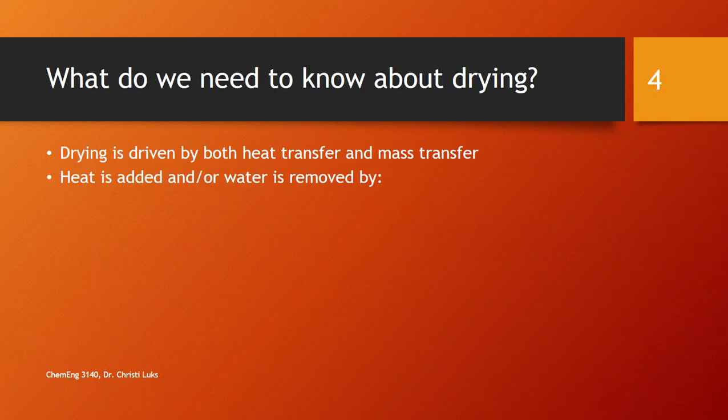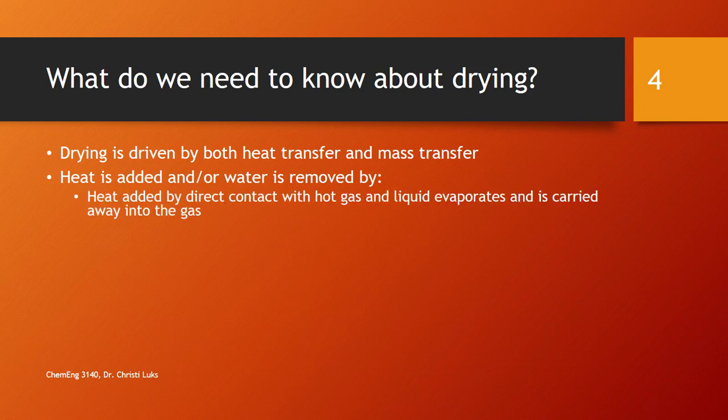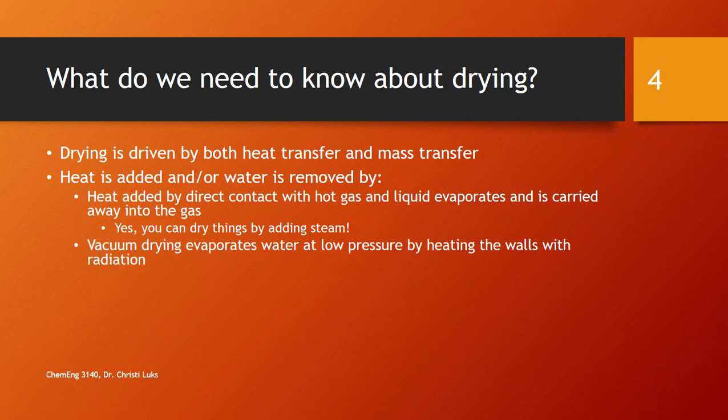Now, why does this matter? Well, first, drying is driven by both heat and mass transfer. And we're going to be able to add heat or remove water by heat addition, by direct contact with a hot gas, and then the liquid will evaporate and carry away part of that liquid into the gas. You can, in fact, dry things by adding steam. You can do vacuum drying, which can evaporate the water at low pressure by heating the walls with radiation. You can do freeze drying, which sublimes the water from the frozen material.